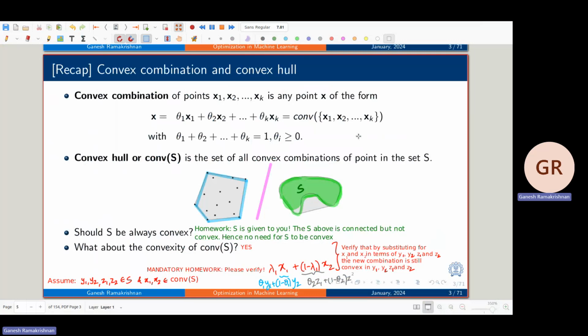So all you need to do is take theta 1 y1 plus 1 minus theta 1 y2, which is x1, times lambda 1, and then basically show that plus 1 minus lambda, theta 2 z1 plus 1 minus theta 2 z2 will yield a convex combination of 2 points which are already in the convex hull. I've written that in text. Verify that we're substituting for x1, x2 in terms of y1, y2, z1, z2. The new combination is still convex in y1, y2, z1, and z2.